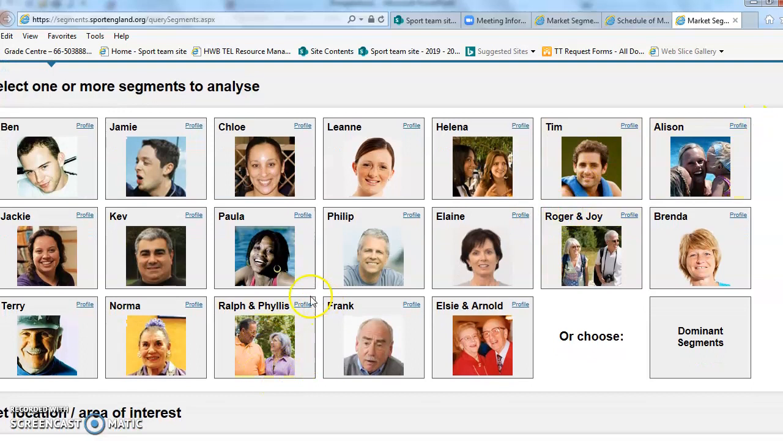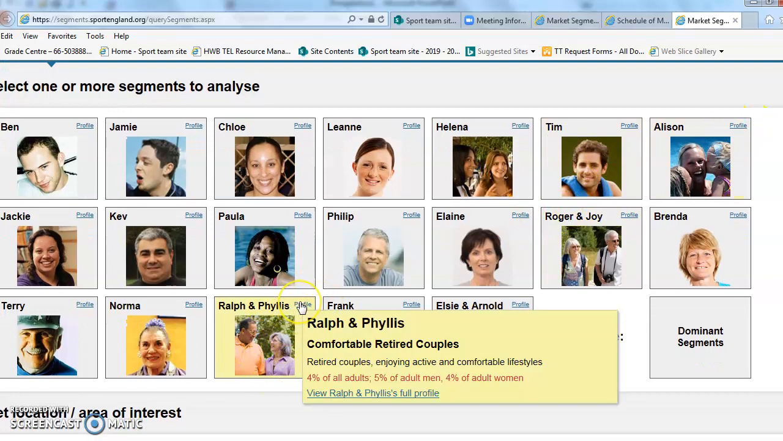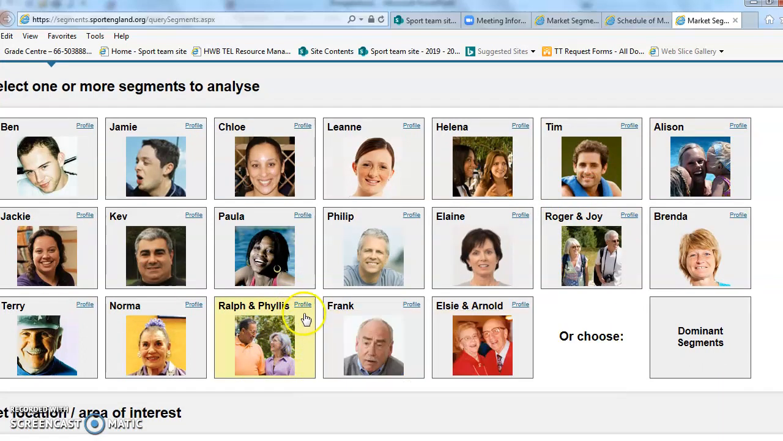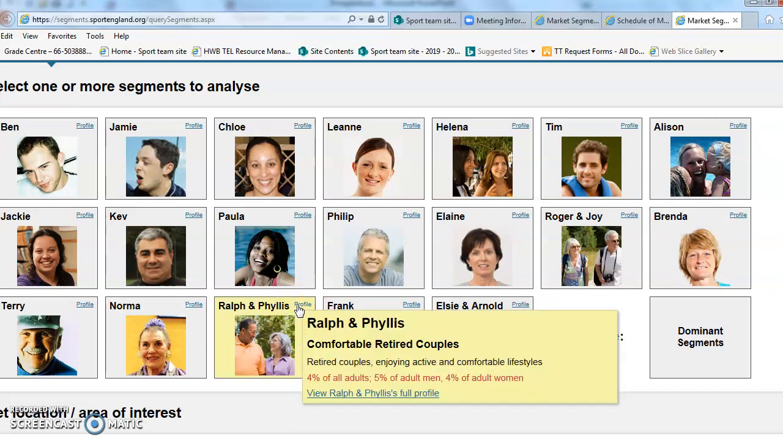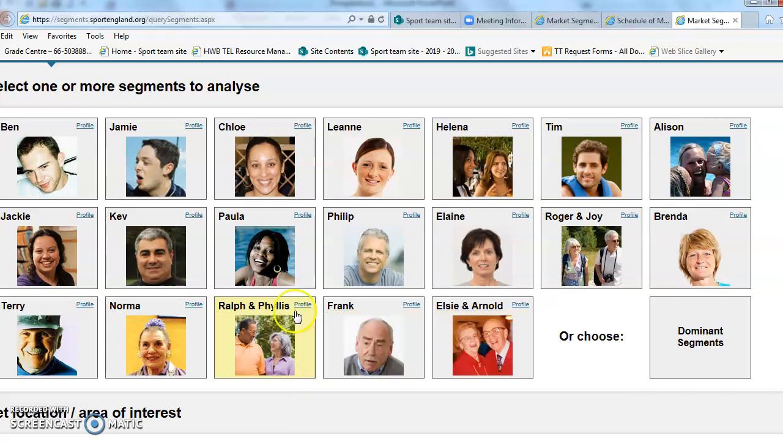So if, for example, we look at Ralph and Phyllis, if you hover over it, it talks to you about how they are comfortable retired couples, they enjoy an active and comfortable lifestyle, and it gives you a breakdown of 4% of all adults and 5% of the men.